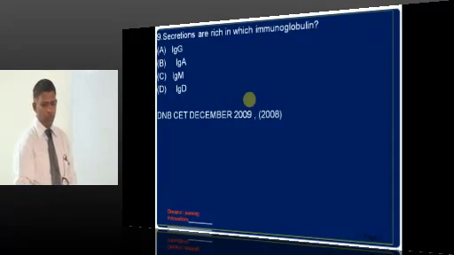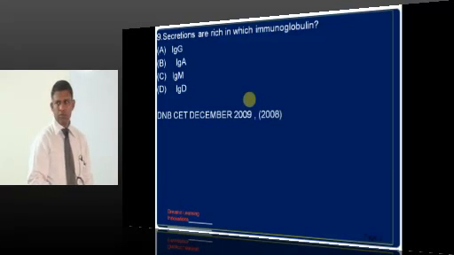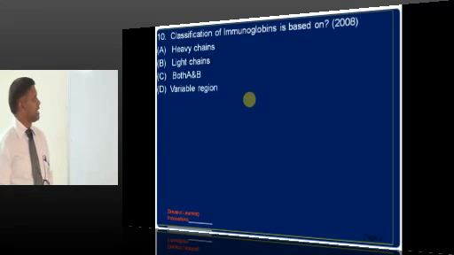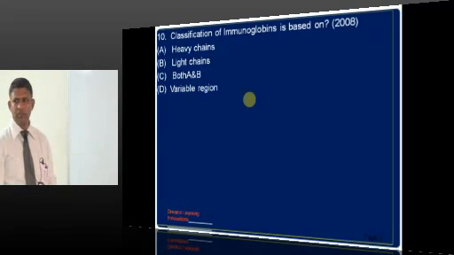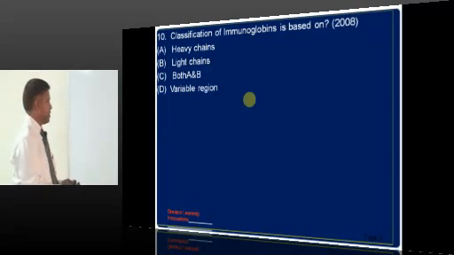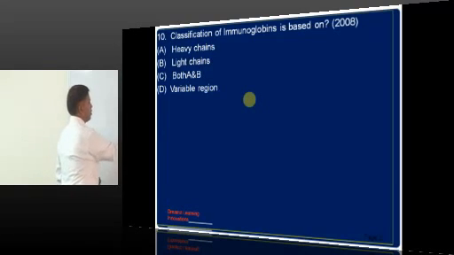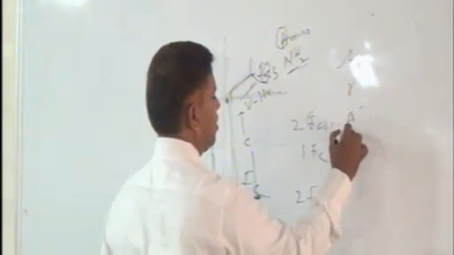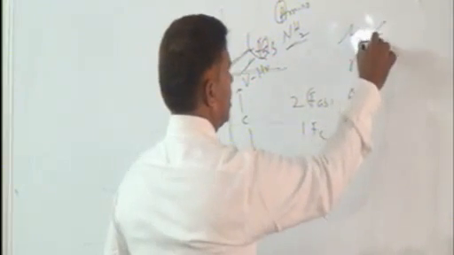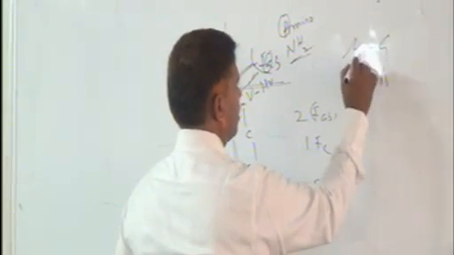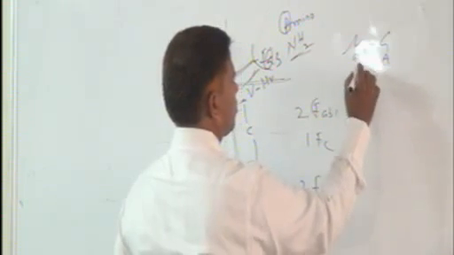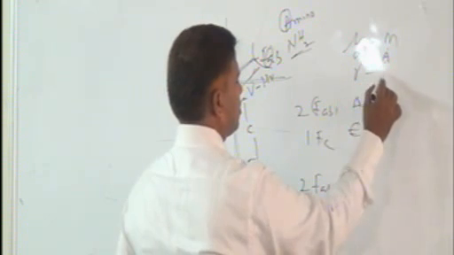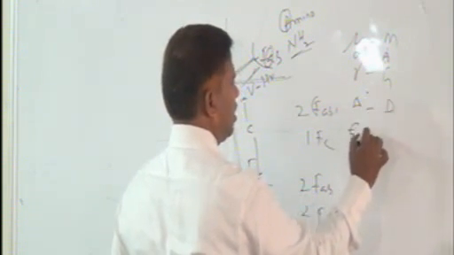Secretions are rich in which immunoglobulin? Wherever the word secretions comes in immunoglobulin questions, no doubt, it's IgA. Classification of immunoglobulins is based on the heavy chains, actually: mu, gamma, delta, epsilon, okay. That's the reason why we get G, then alpha, A. This is mu for M, alpha for A, gamma for G, delta for D, epsilon for E.